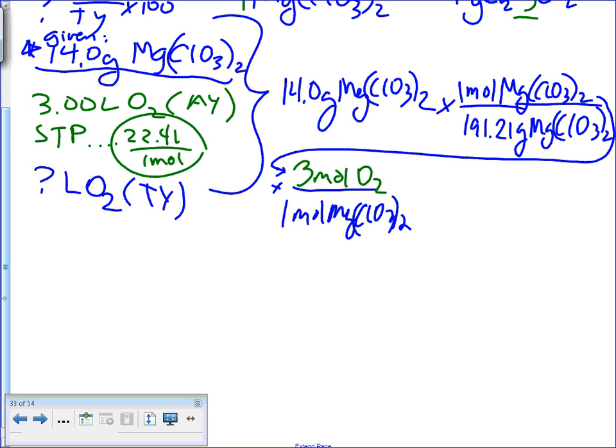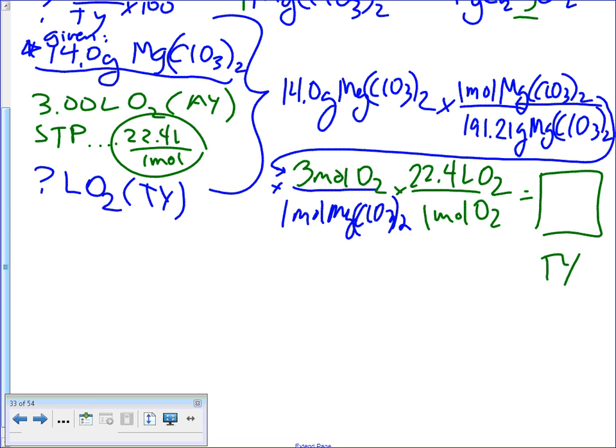Okay, now I'm in moles of oxygen. I'm almost to a usable unit. Remember, I have to compare exact units, exactly the same units. What's my last step? Right, 22.4 liters of oxygen per 1 mole of oxygen. And that's just going to get us to liters of oxygen.